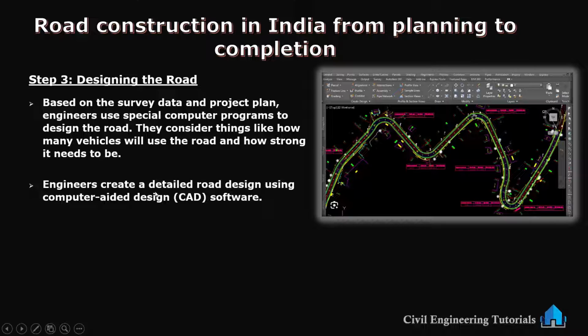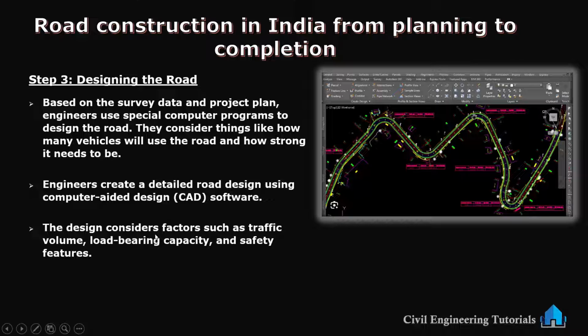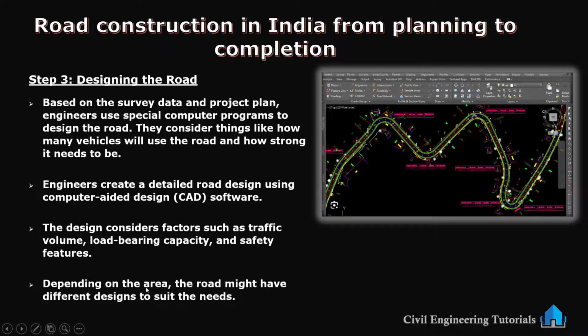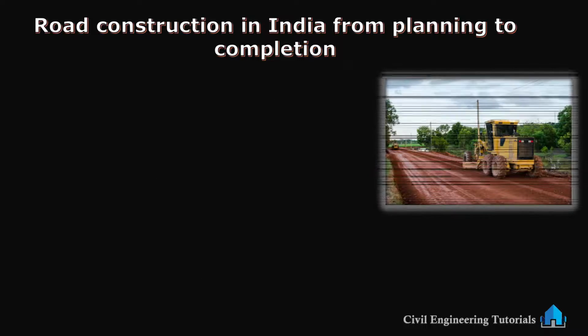So, engineers create a detailed road design using computer-aided design CAD software. Then, the design considers factors such as traffic volume, load bearing capacity and safety features. Depending on the area, the road might have different designs to suit the needs. So, this is the step number 3. Now, step number 4.